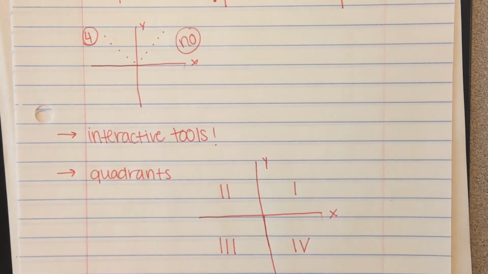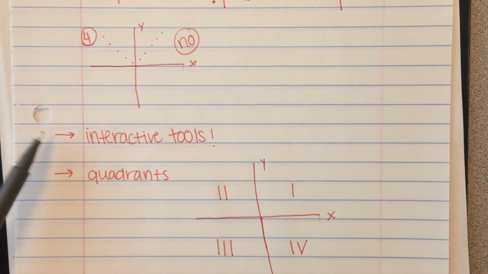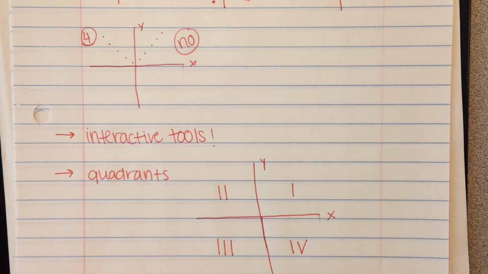Okay, the last 2 little things are really quick. One, I just want you to know that you will have to use some interactive tools for some of the problems. Like there are some little sliders to pick the slope and the y-intercept. You can move the graphs around. There are some different things, but there are some interactive tools that you need to use. If you need help with those, just let me know. But I think you guys will catch on pretty easily.